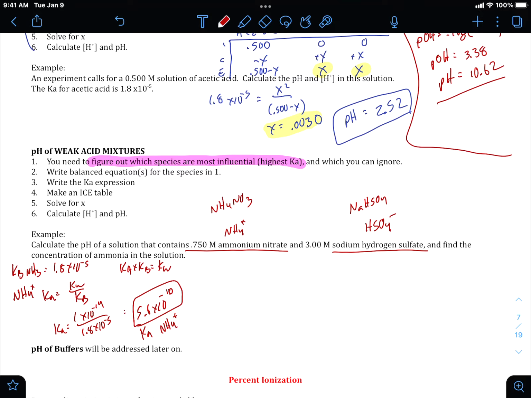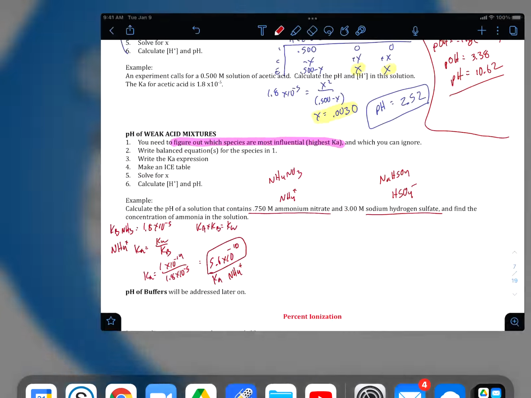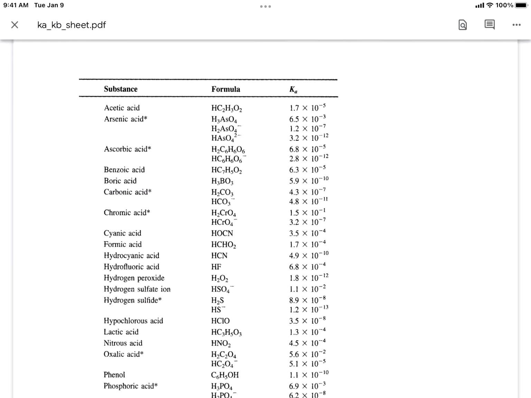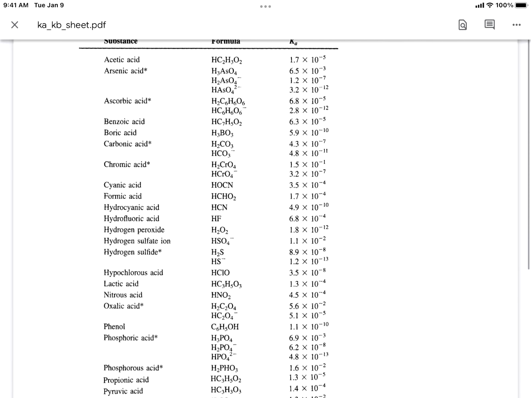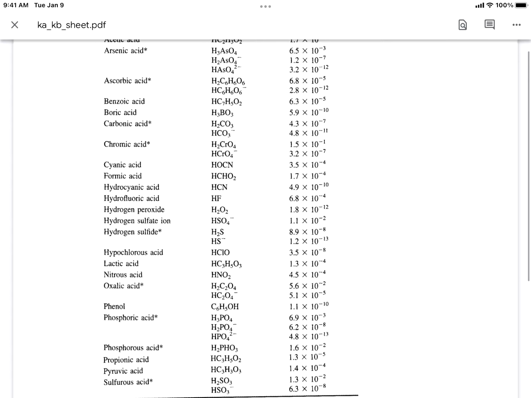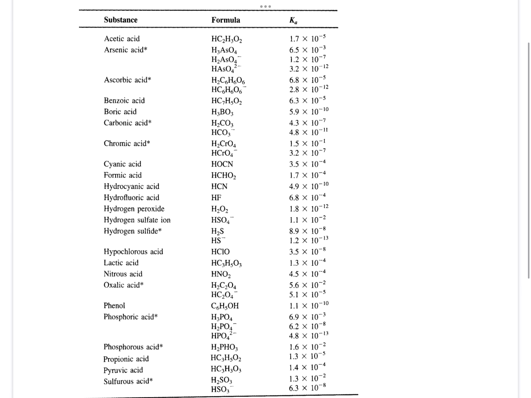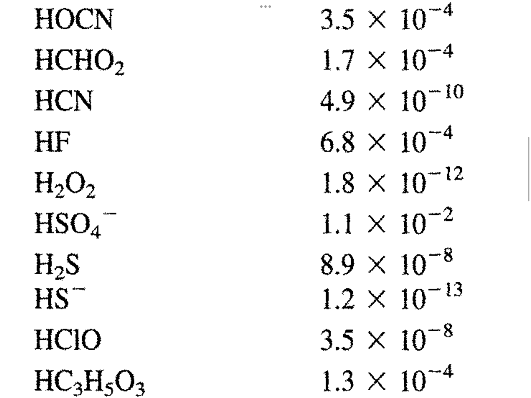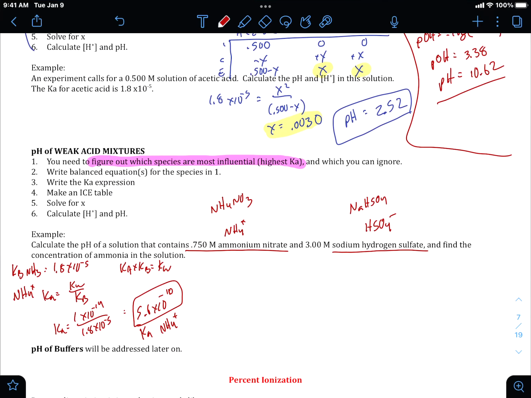All right, sodium hydrogen sulfate, HSO4. I don't know that off the top of my head. I mean, I do, but you don't. So let's look it up. Okay, so HSO4. Anyone see that on here? Here it is. Yep. 1.1 times 10 to the minus 2. Okay, so that's literally there. So, in other words, 0.011.